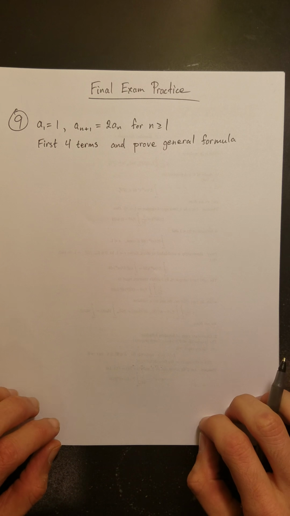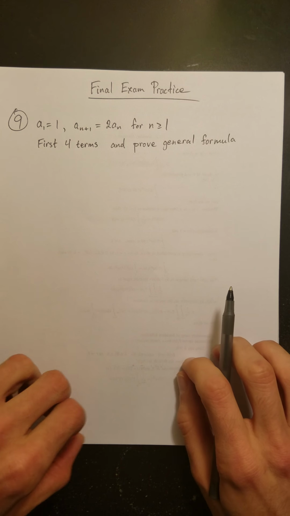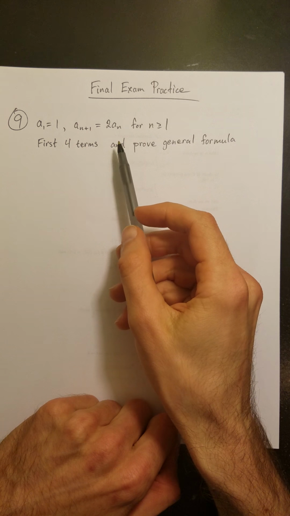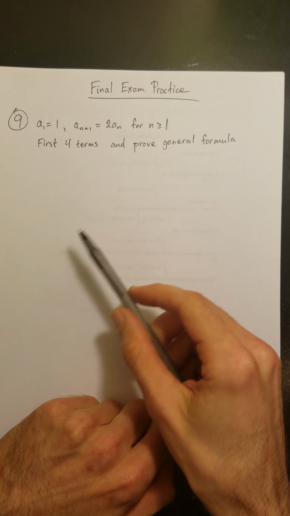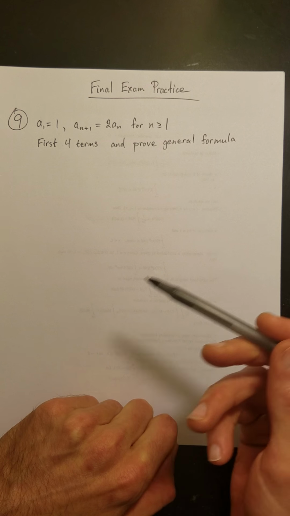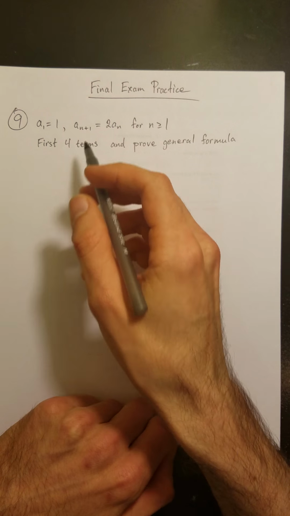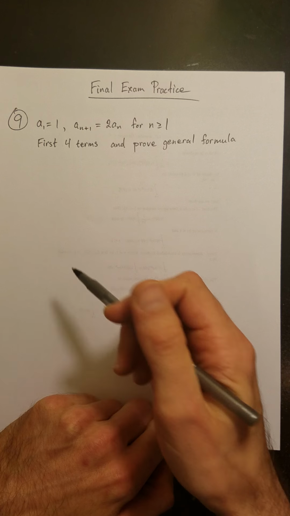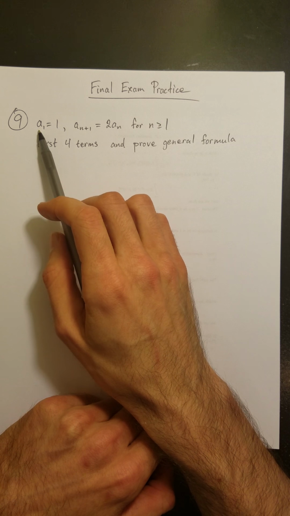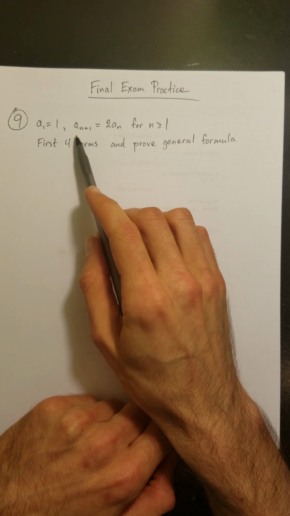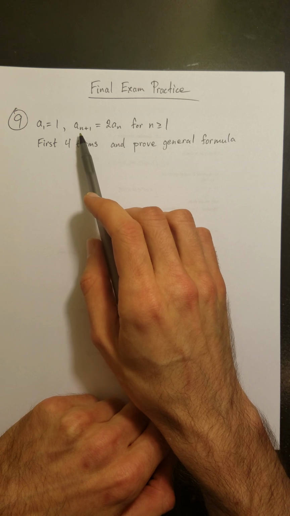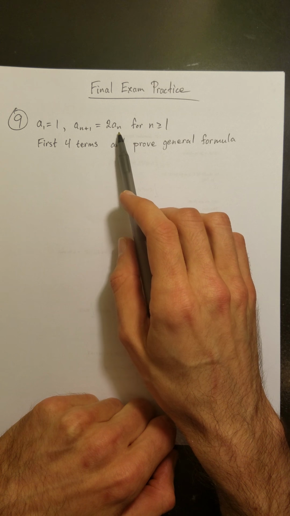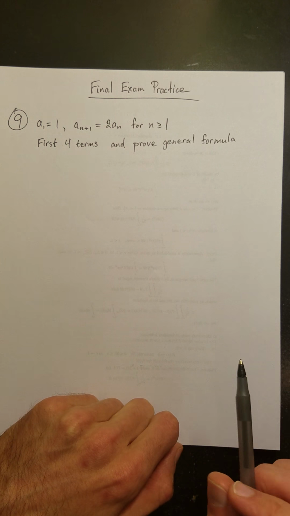All right, we're on problem 9 of the final exam practice. We have a recursive sequence being defined for us, and we want to find the first 4 terms of this recursive sequence and prove the general formula for the nth term. So we're given that the first term is equal to 1 and that the (n+1)th term is equal to 2 times the nth term. So the next term is equal to 2 times the previous term for every next term.